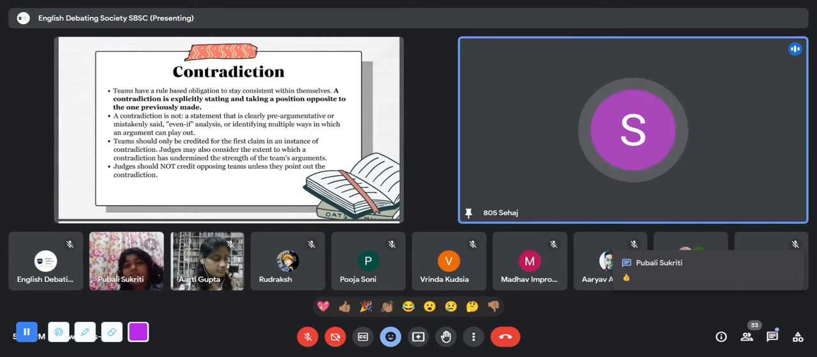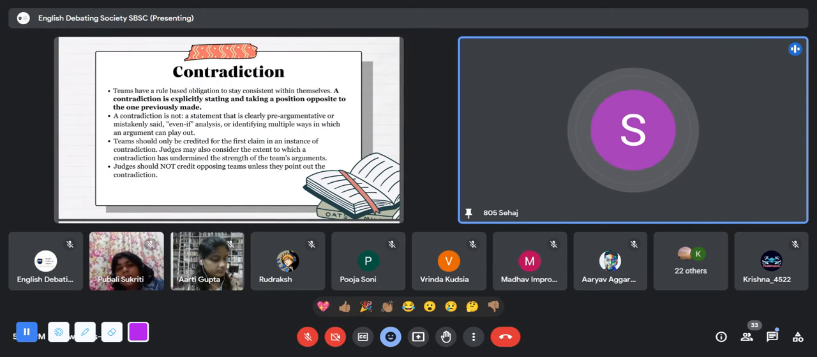Contradiction. So teams have a rule based obligation to stay consistent. The meaning of this is very simple: if a team is presenting a set of arguments, or a direction in which they're taking their arguments, all three speakers, or both speakers in the case of British parliamentary debates, have to stay consistent with that. Consistent means that if you're starting off in a direction by framing certain arguments a particular way, your further analysis on those arguments should not go away from that. It has to be consistent through all three speeches and through anything all the speakers say.